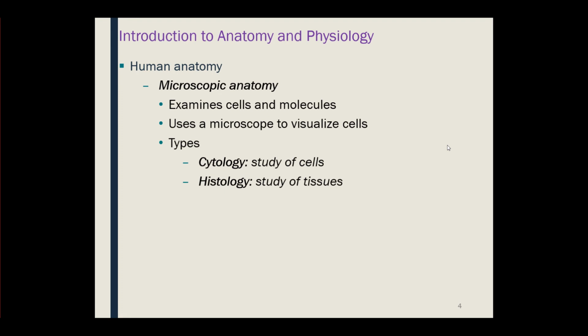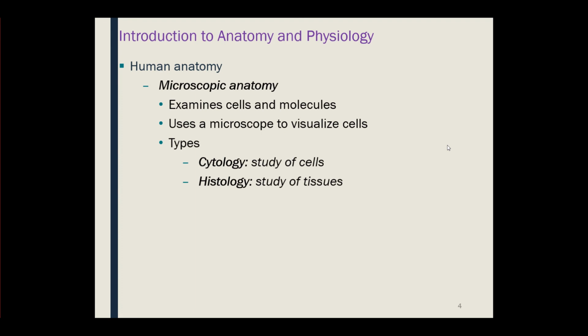Now, microscopic anatomy, here we're going to look at cells and molecules. These things are very small and we typically want to use a microscope. There are different types of microscopes. Some are limiting, where you can just see the basic cell and maybe the nucleus and the cell membrane, kind of like bigger structures, whereas electron microscopes can get down to looking at real specific things within the cell.